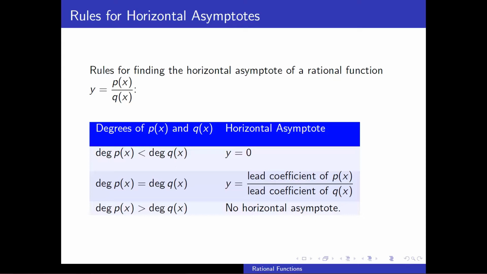If the degree of the numerator is less than the degree of the denominator, the horizontal asymptote is y equals 0. When the degree of the numerator is equal to the degree of the denominator, the horizontal asymptote is the ratio of the lead coefficient of the numerator over the lead coefficient of the denominator. And when the degree of the numerator is larger than the degree of the denominator, there is no horizontal asymptote.